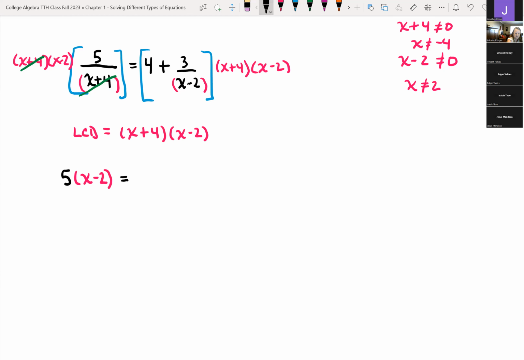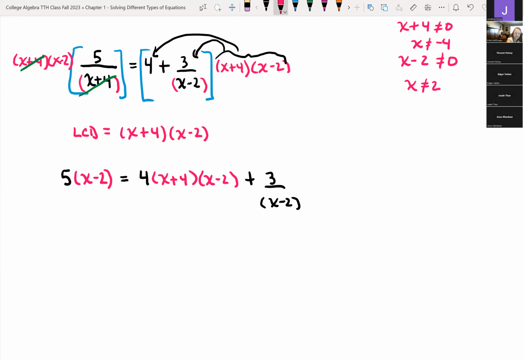And this is equal to, we need to take this whole grouping, this LCD, and distribute it. So we will have 4 times x plus 4, x minus 2, nothing canceled there. And then we want to distribute it to the second piece. So 3 all over x minus 2 times this x plus 4 times x minus 2.